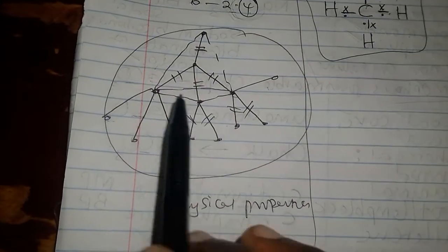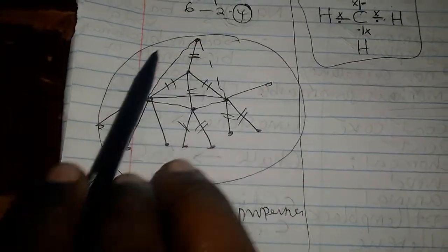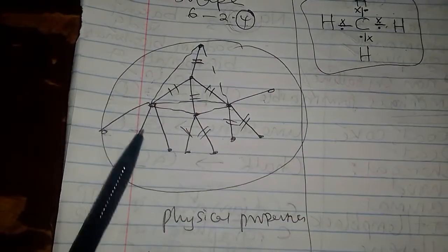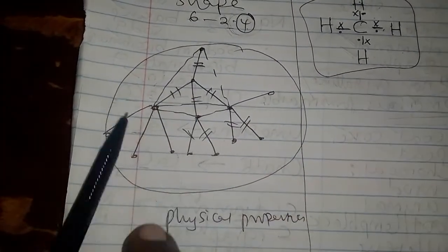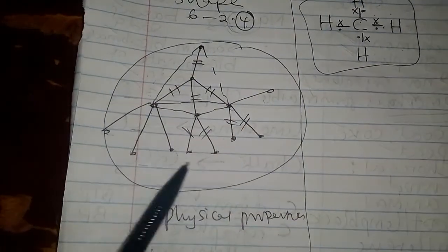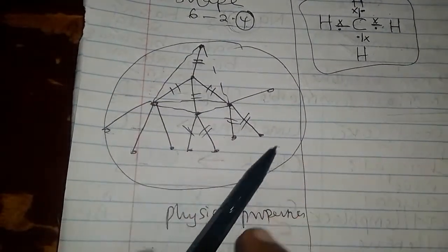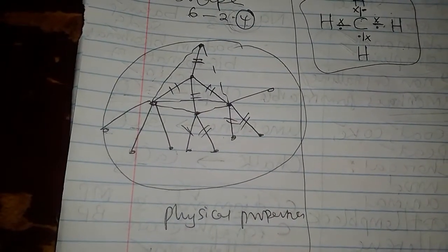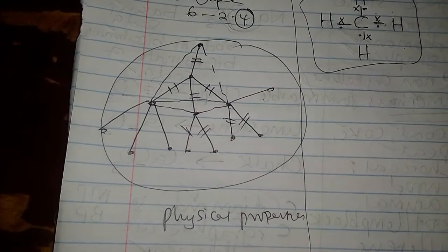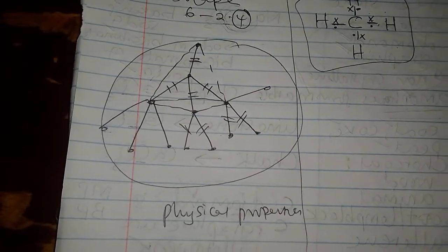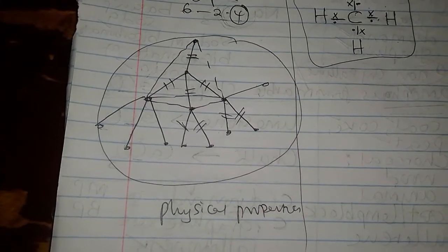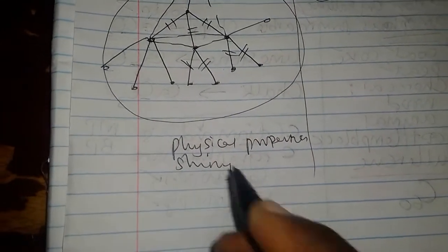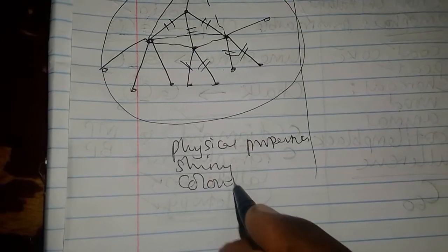Number two, I've said it has what you call a regular tetrahedron shape. And apart from this, you should note that diamond has what you call a colorless, shiny appearance in as far as the way it looks. You should also know that it is actually shiny, and of course it is actually colorless.